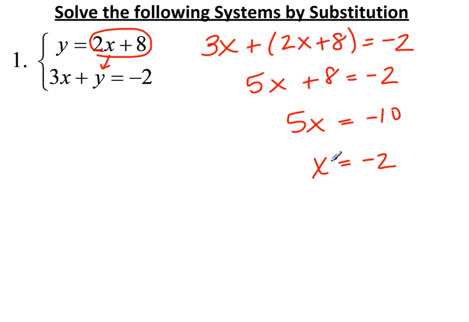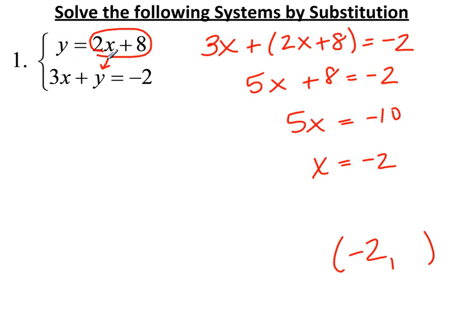Now, I don't stop here, because when I solve a system, if you remember from our last video, solving a system means we're looking for points of intersection. Well, this is not a point right now. It's half of a point. So I know that part of my solution is negative 2 comma some value for y. Well, how do I find y? I'm going to substitute this in.